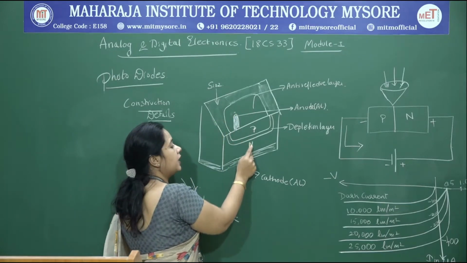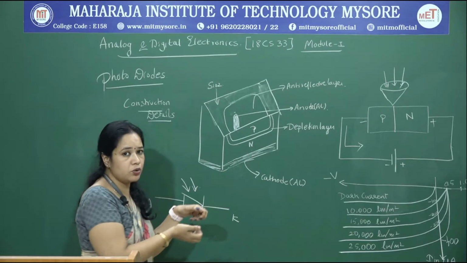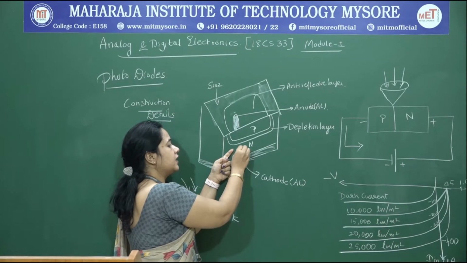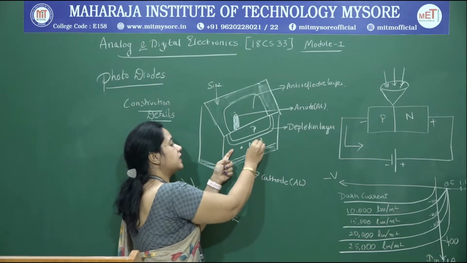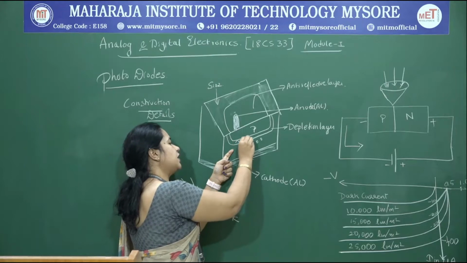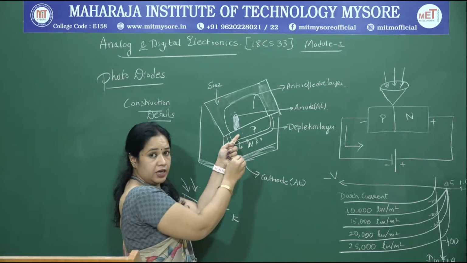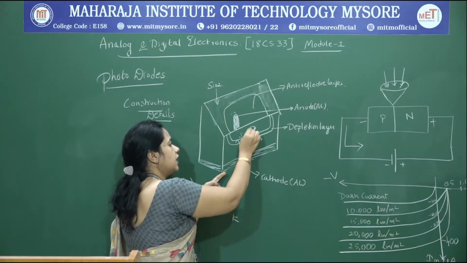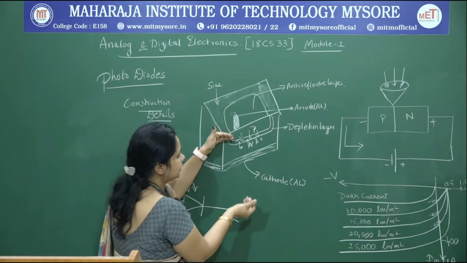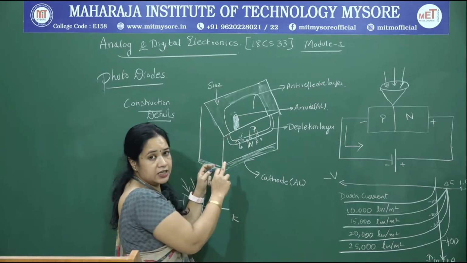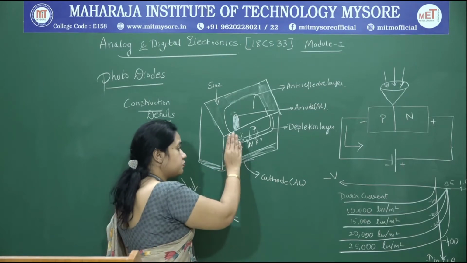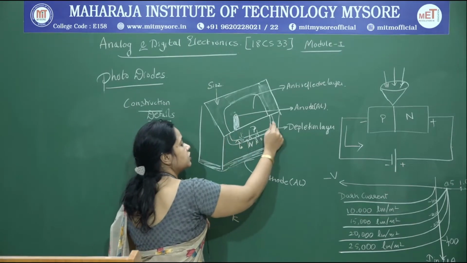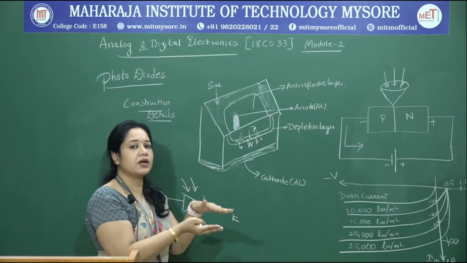So please note, when P and N type semiconductors are brought together, the electrons, which are the majority carriers in the N region, diffuse into the P region, and the holes, which are majority carriers in the P region, diffuse into the N region. As a result, a depletion region is created at the PN junction, stopping further movement of the charge carriers. So you can see the depletion region formed when P type and N type semiconductors are brought together.